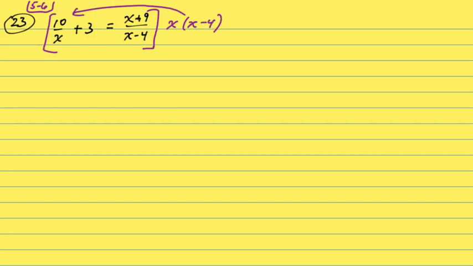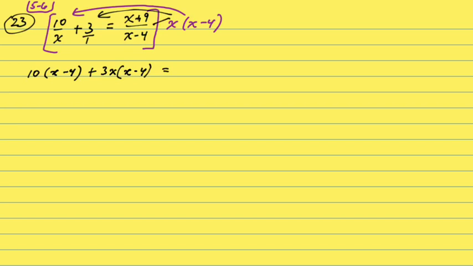When I multiply it here, I notice that the x on the bottom and this x will cancel, leaving me with 10 times x minus 4. So that's what I'm going to write is 10 times x minus 4. Now a plus, when I multiply here, nothing's the 1 on the bottom, so nothing will cancel. So that's 3x times the x minus 4.